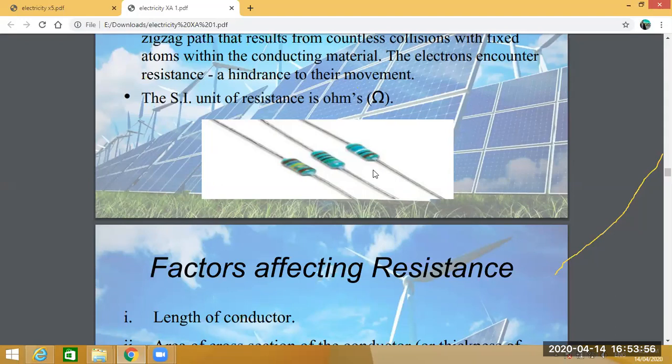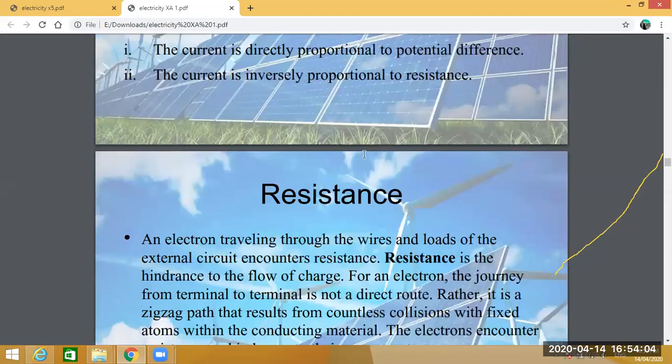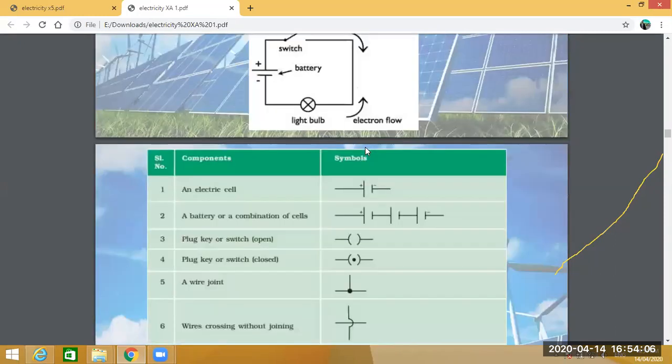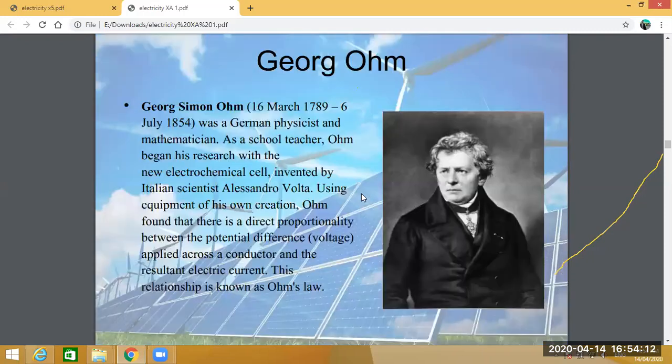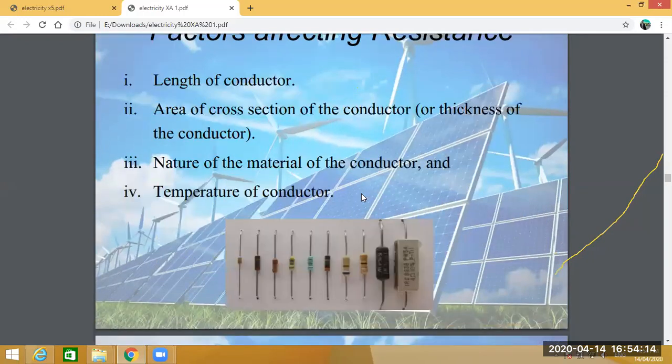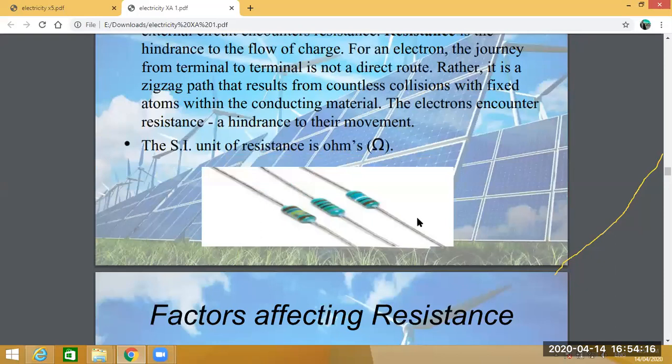So this is the resistor. In actual or physical form, a resistor is like this, but symbolically, a resistor is denoted like this. This is the symbolic representation of a resistor, but the actual resistor is like this, which you see in radio, TV, transistors, and many other electronic gadgets.